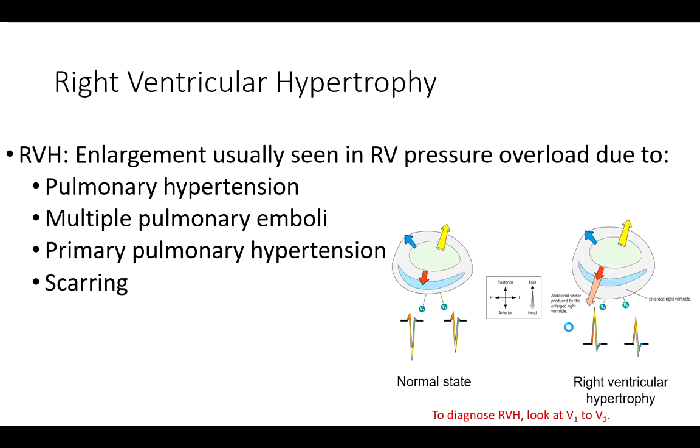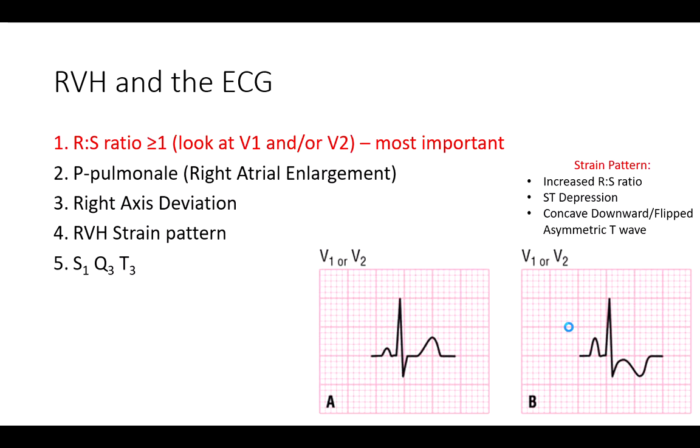Right ventricular hypertrophy is enlargement usually seen in the right ventricle with pressure overload, because of pulmonary hypertension or multiple pulmonary emboli or pulmonary scarring that can occur. So a lot of different reasons there that we might have right ventricular hypertrophy. And again, we have criteria to identify right ventricular hypertrophy on an ECG. The R/S ratio in V1 and V2 is typically less than 1, because typically this is reflected downward. But in right ventricular hypertrophy, this tends to point upward.